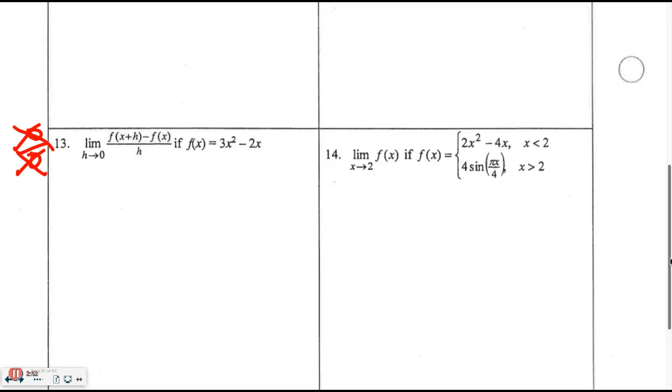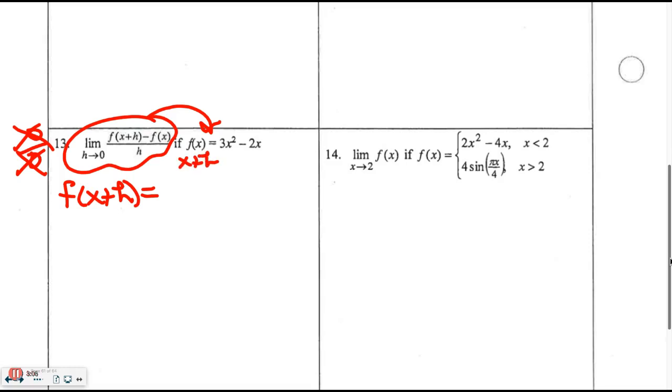So first thing I need to do is figure out what this is for this function. So I'm going to take x plus h, so just watch, or if you want to write it down, and I'm going to do function composition from Algebra 2. I'm just going to put an x plus h in here for all of the x's. So I'll do 3 times x plus h quantity squared minus 2 times x plus h. You good so far?